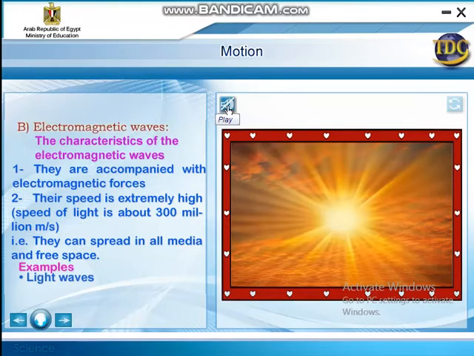They can spread in all media and free space, like light waves. The speed of the light is about 300 million meters per second. Like the sunlight, it can travel through free space to the Earth's surface.